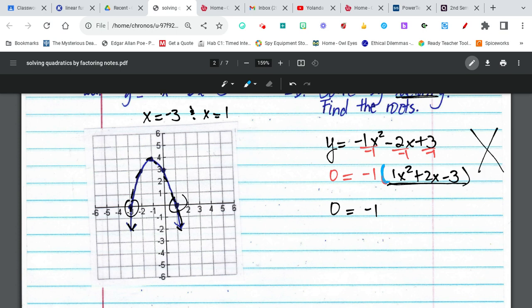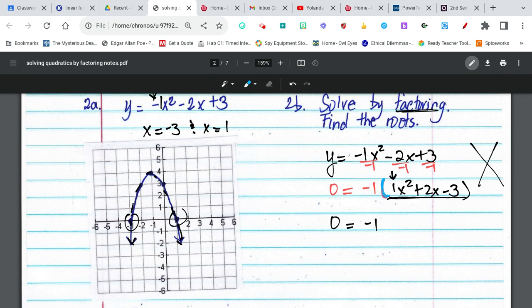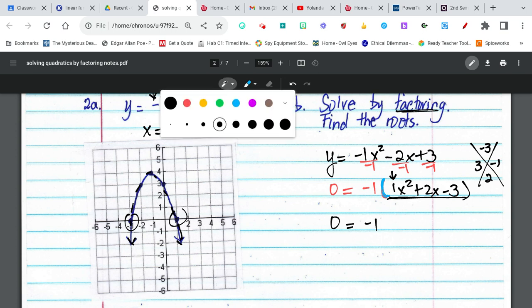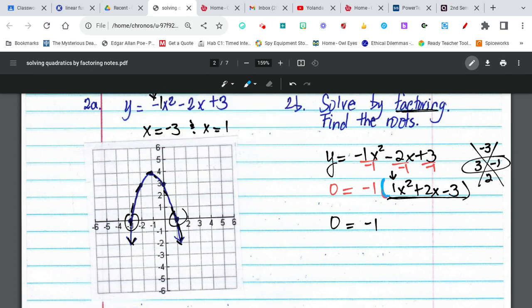Now I simply want to focus on this part right here. Now there's my x, and it has a leading coefficient now of a positive 1. So I'm going to focus on that. Negative 3. What gives me negative 3 when I multiply, but yet 2 when I add? That would be 3 times negative 1. Yeah, 3 times negative 1 is negative 3, and 3 plus negative 1 is positive 2. So because this is the x with the leading coefficient of 1, these numbers on the sides of the x actually are my factors. So I write x plus 3 times x minus 1.